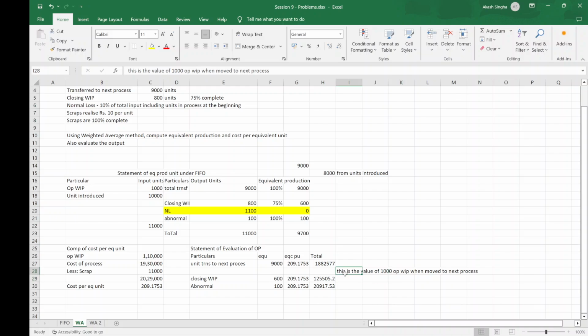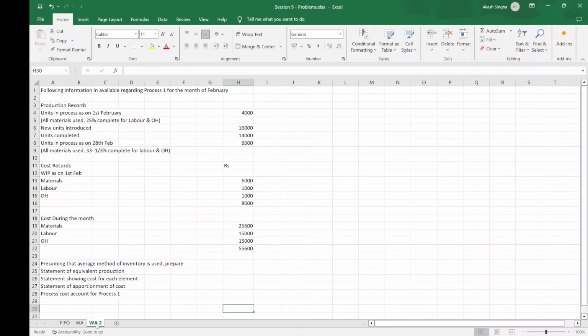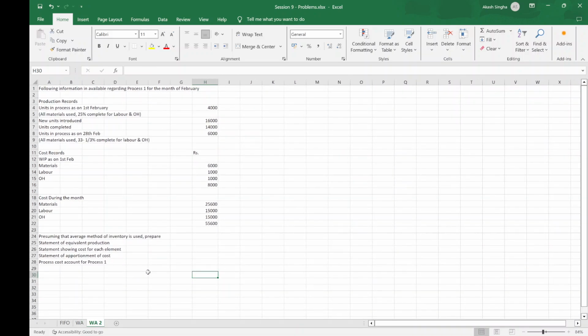No, this is wrong here. This is the value of what you processed in the process 2, and then closing work in progress 600 equivalent into it, you will get whatever value you have put into the closing work in progress, and abnormal loss is this much. Okay, WA2 we didn't do. I think ma'am did it in the last class. I'll check there.